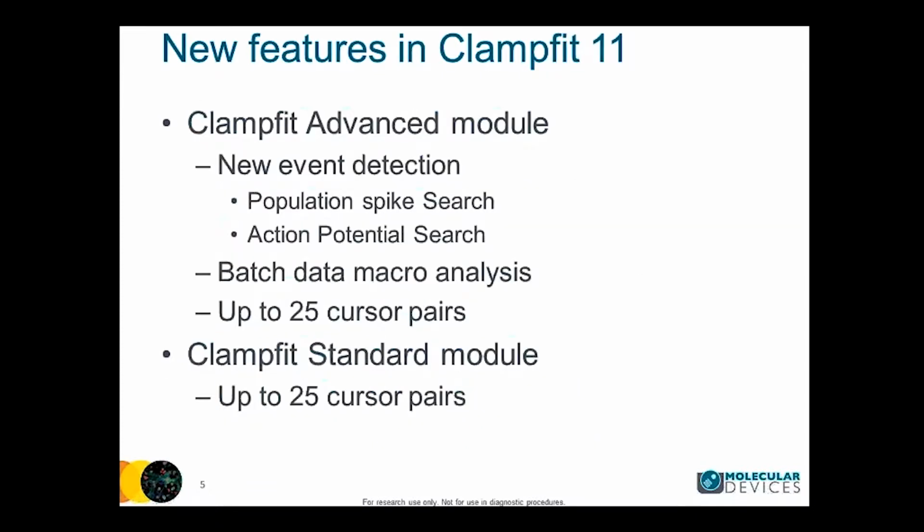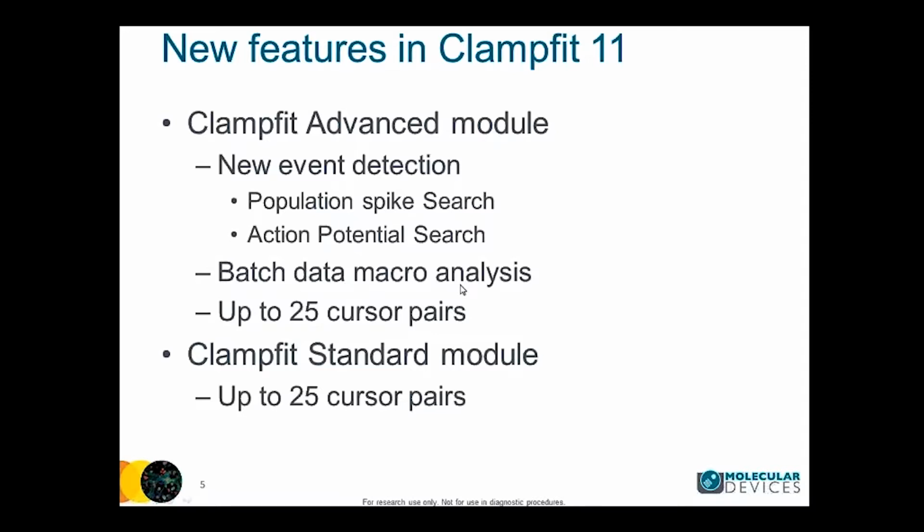Now, this slide is our focus for today. In Clampfit 11, we add the following features. I need to tell you that in Clampfit 11, we have two modules. The one I recommend is the advanced module, and all of you should upgrade to it, because it contains the new event detection, for example, population spike search and action potential search. And we have batch data analysis. This will save you a lot of time.